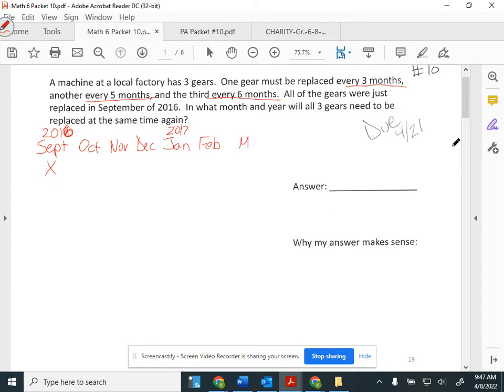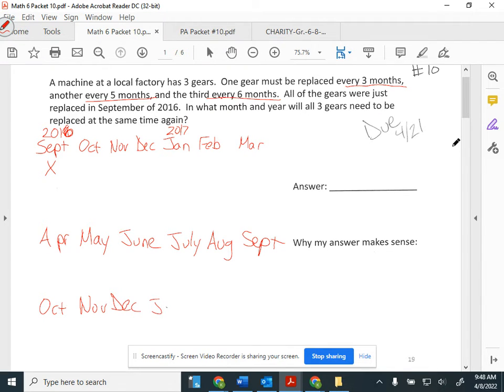February, March, April, May, June, July, August, September, October, November, December, January. This is of 2018. Okay, so I'm going to pause there and I'm going to see if I have to go any farther.